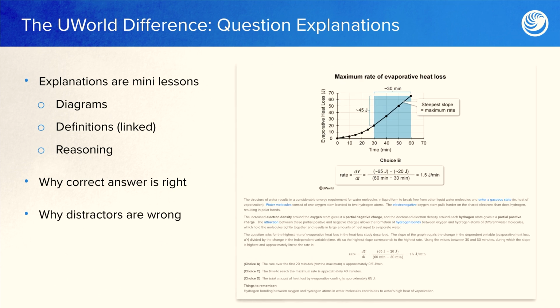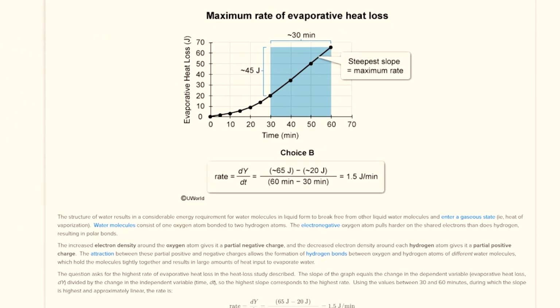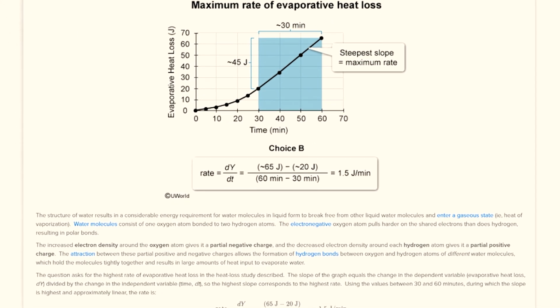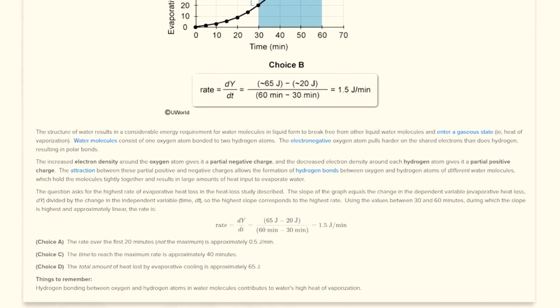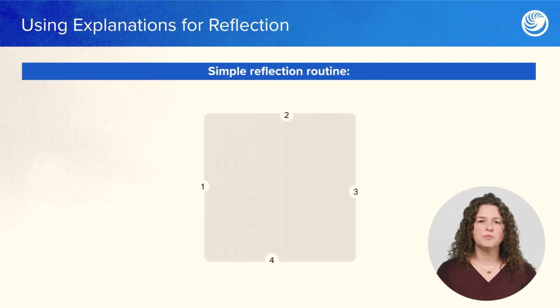Now, if you tell students, "Hey guys, be sure to look over those answer explanations," they probably aren't going to do it on their own. They're teenagers after all. The explanations can look intimidating if students don't know how to approach them. To help your students better understand these answer explanations, you can use a simple reflection routine.